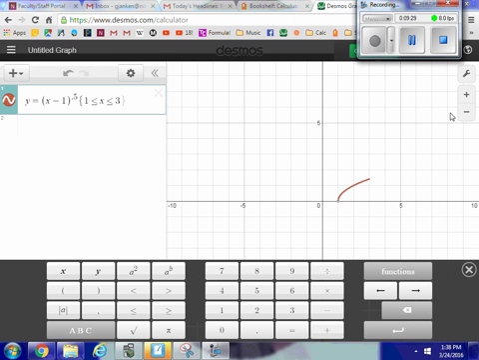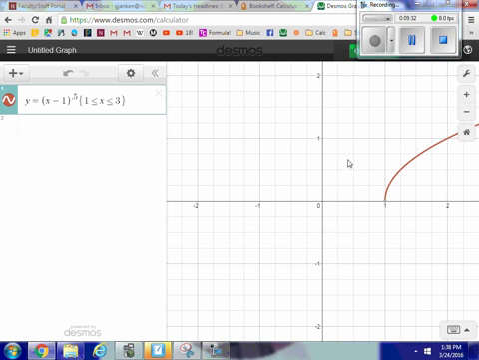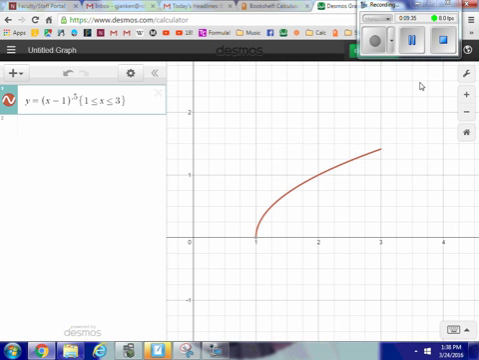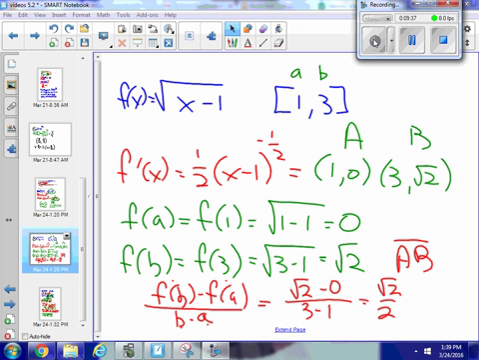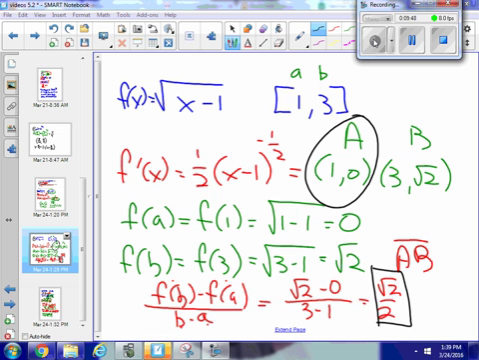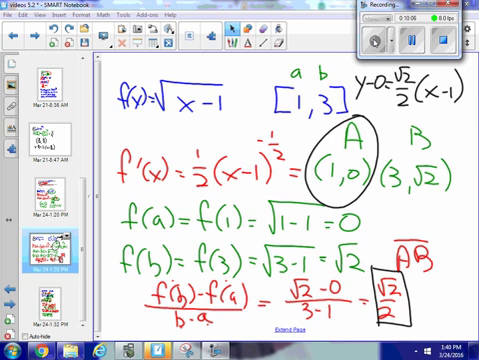Here's my graph on Desmos. I'm going to zoom in on it just a little bit here. I forgot I was also supposed to get the equation of the secant line. So I know that the secant line has the same slope, so I'll use the point A. So the point A would mean y minus 0 is equal to radical 2 over 2 times x minus 1. So y is equal to radical 2 over 2 times x minus 1. That should be the equation of my secant line.